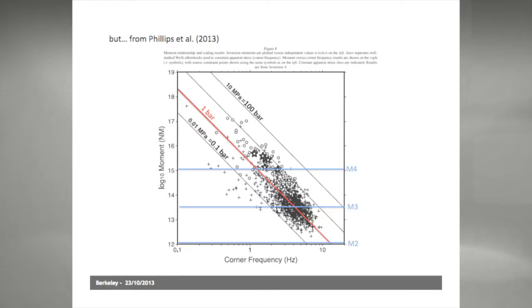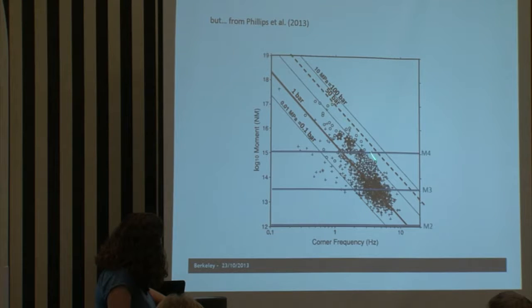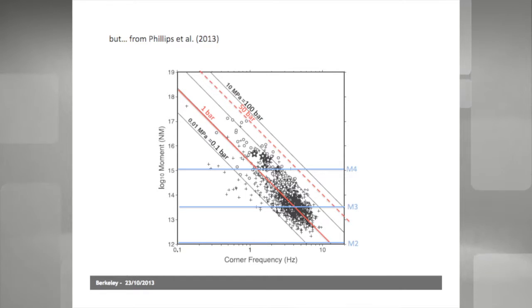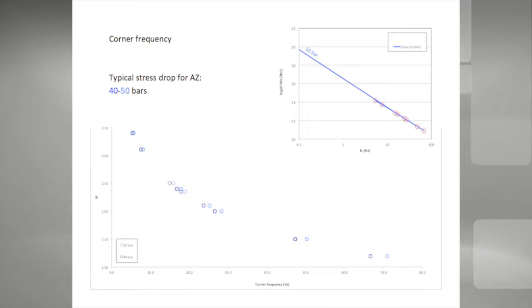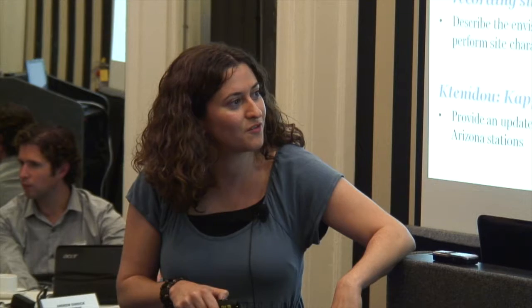One other problem was we bumped into the Phillips paper that Gavin showed yesterday. And they use data from the same array, so from the TA. And most of their data plots here, so that's between 0.1 and 10 bars. So actually the center of the data for small magnitudes, so beneath 4 or 3, is around 1 bar. And that's kind of far from the 50 bars I assumed just previously. So we're just kind of trying and see where that'll bring us. So that'll make a hell of a difference for the corner frequency.